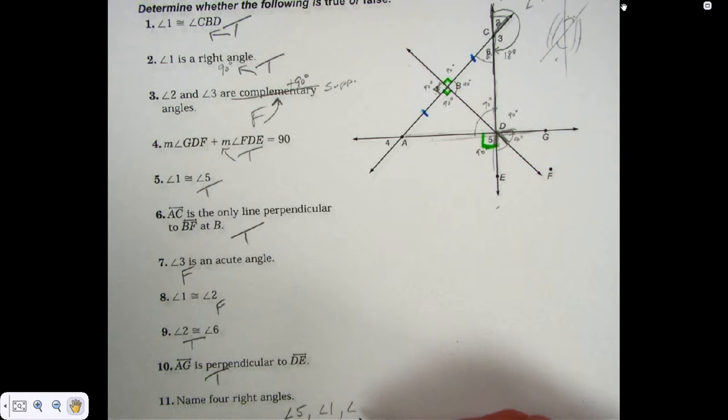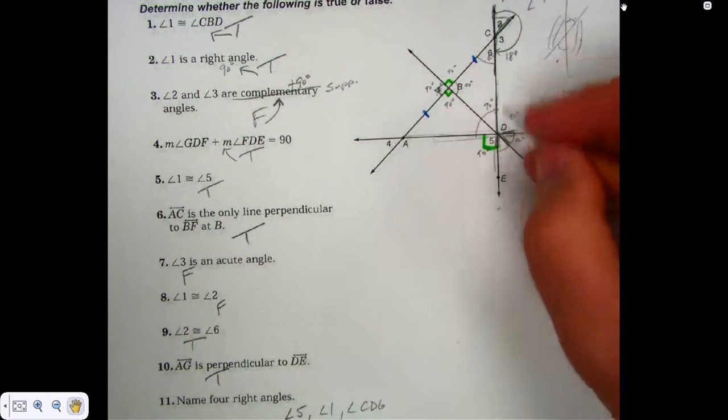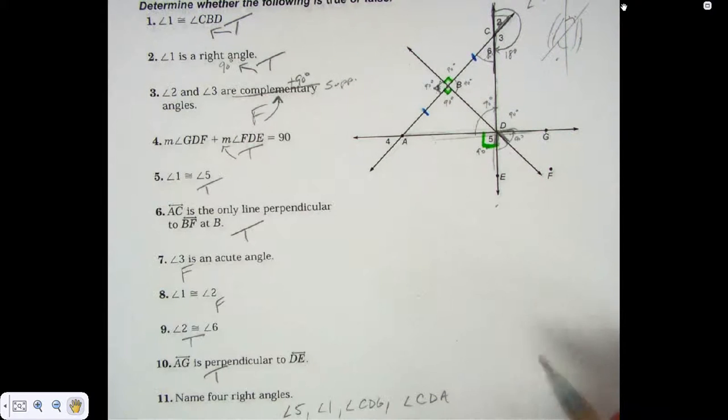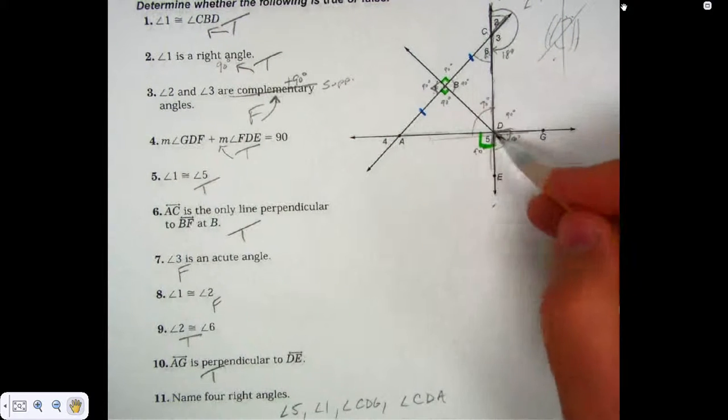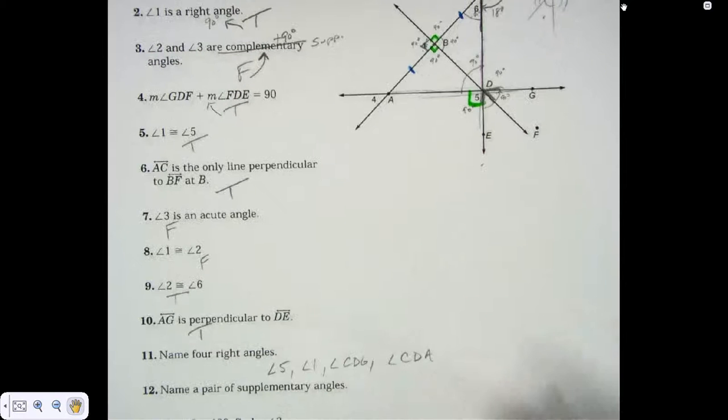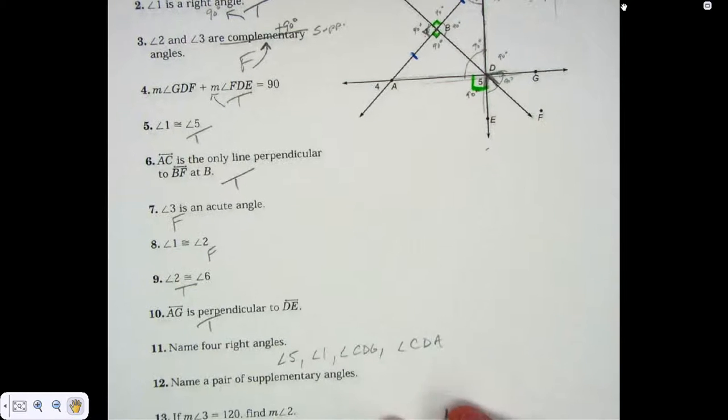Angle, what'd you say? CDG. Very good. She went C to D to G. That is a right angle. We need one more. Angle C to D to A. Is that what you said? Yeah, we could do that too. Or we could have gone C to B to D, right? There's a lot of them up there, but they just asked for 4, and that's an example of 4.